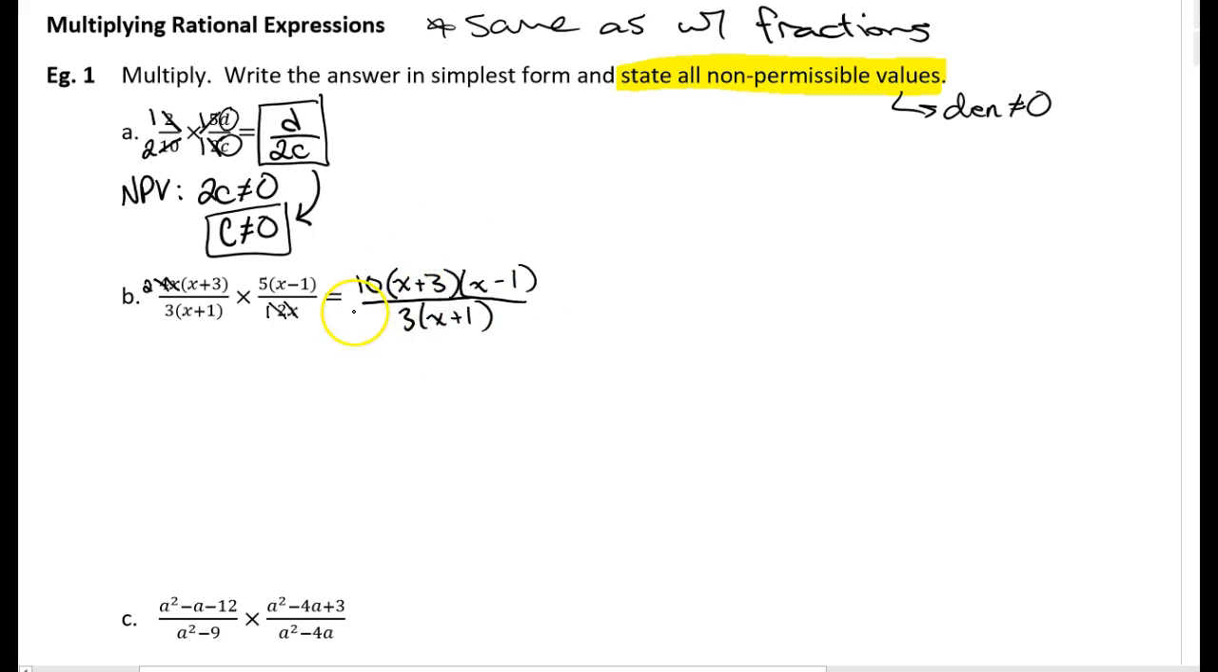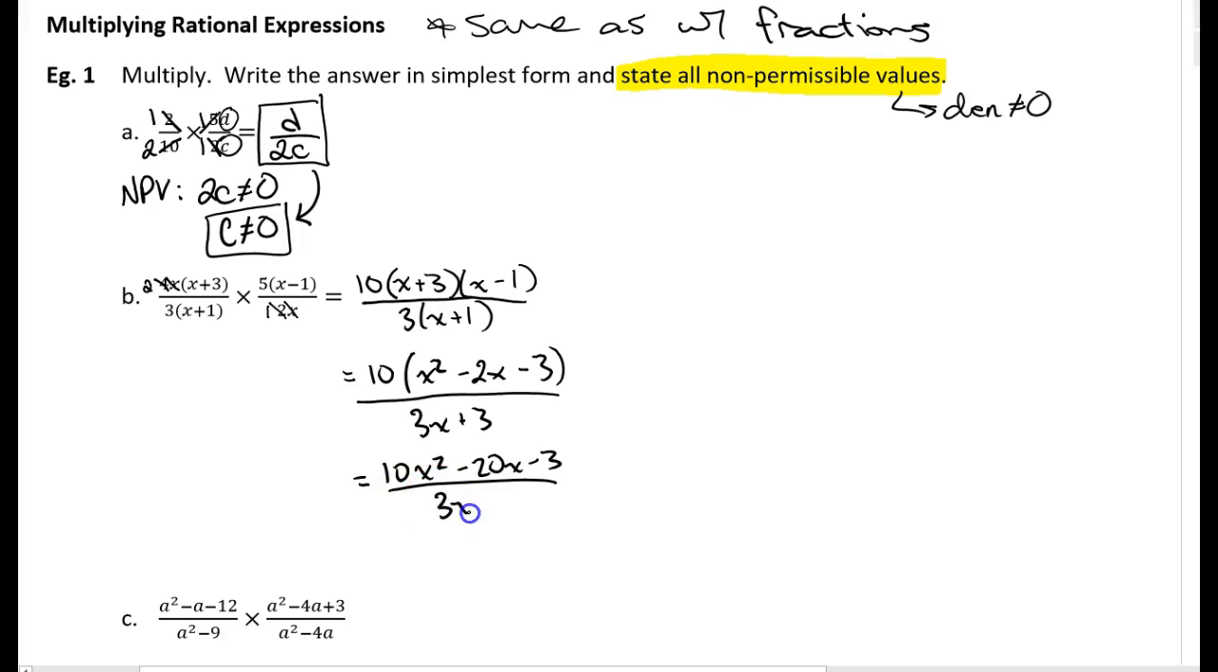And the reason that this is my final answer is that I've simplified and then I've accounted for everything multiplying together, 2 times 5 and so forth. You can also expand these, so we're left with 10x squared minus 2x minus 3 over 3x plus 3, which can then simplify or expand even further to 10x squared minus 20x minus 3, all divided by 3x plus 3. So that would be my solution.